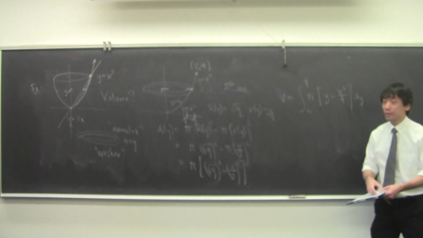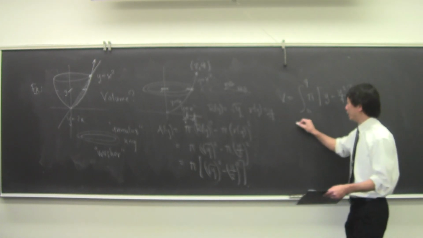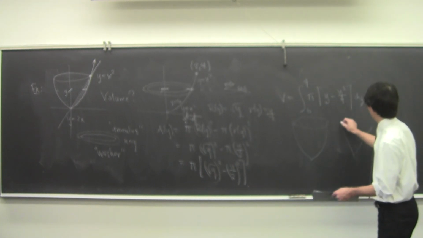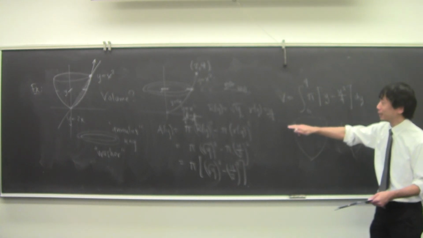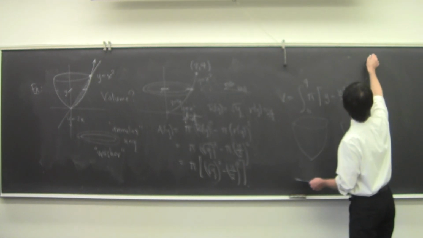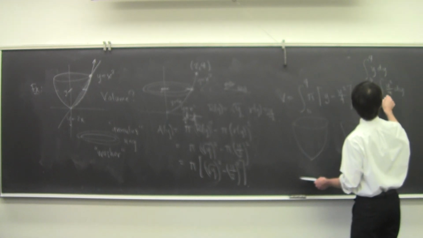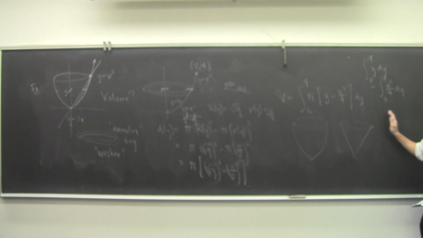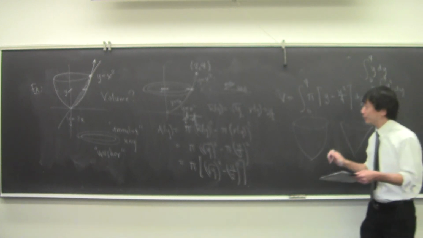And of course, you could have done this in 2 pieces if you felt like it. You could have said, I'm going to take the volume of that parabolic nose and then subtract off the volume of the cone. You would get this thing minus this thing: the volume of the nose minus the volume of the cone. It would be the same thing.